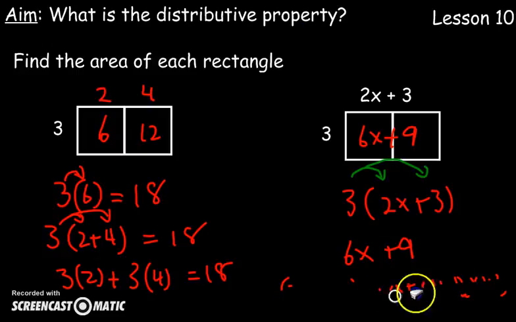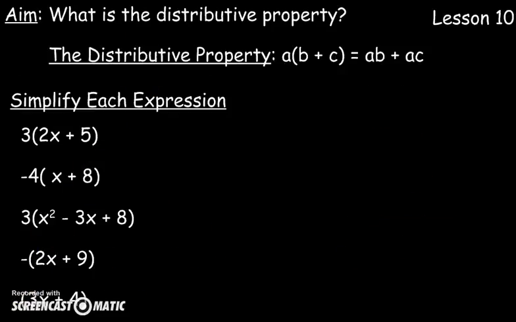Alright, so we're going to look at a couple of examples. Hopefully it's clear what's happening when you multiply by all the terms inside. So let's take a look at a couple of examples. Alright, so this is kind of the written version, that a times (b plus c) is equal to ab plus ac. All that really means is multiply each term on the inside by the term on the outside. So this should be 3 times 2x, which is 6x, and 3 times 5, which is 15.